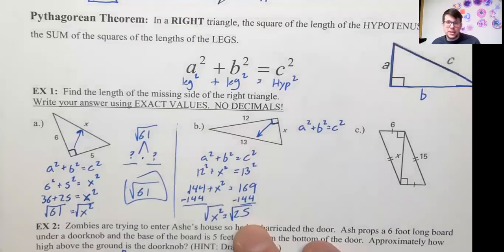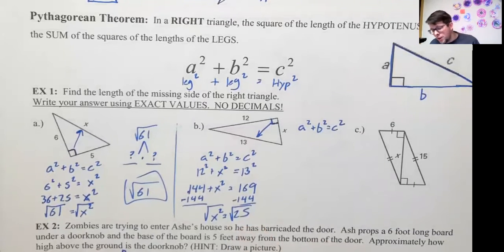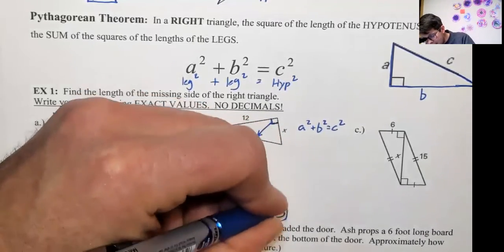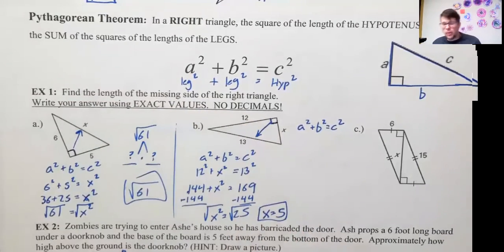25 is excellent because it is a perfect square. 5 times 5 is 25. So that means that I can rewrite this whole thing without any radicals at all. I can just rewrite it as x is equal to 5. That's excellent. That's a very satisfying answer for many people. And it looks like it fits.